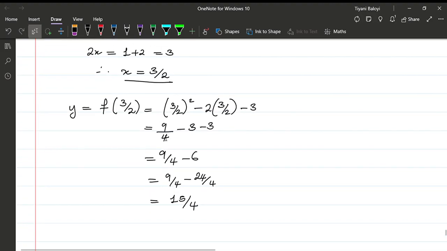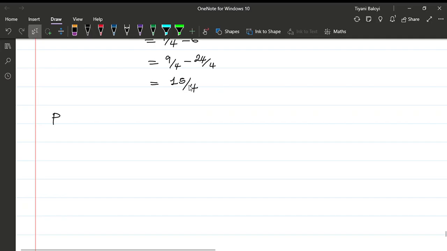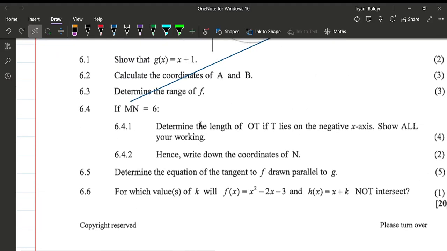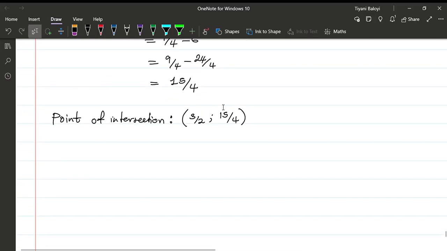So what do we have? We have 15 over 4 and 3 over 2, right? So now we have a point. This is the point of intersection. So the point of intersection of f of x and that tangent is 3 over 2 and 15 over 4. So what did they want us to calculate? They wanted us to determine the equation. We now have a gradient, which is 1. We have the point of intersection, right?